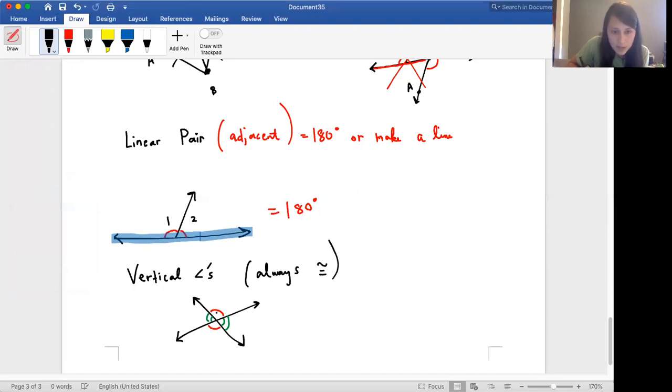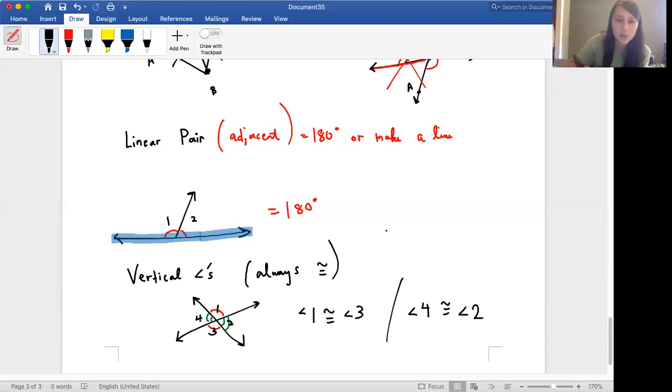So my red angles here, created by these two intersecting lines, and they're across from each other, they're congruent. And then the green ones are congruent. So if I were to name this 1, 2, 3, 4, I could say angle 1 is congruent to angle 3. And I could say angle 4 is congruent to angle 2. So those are some cool things about vertical angles.